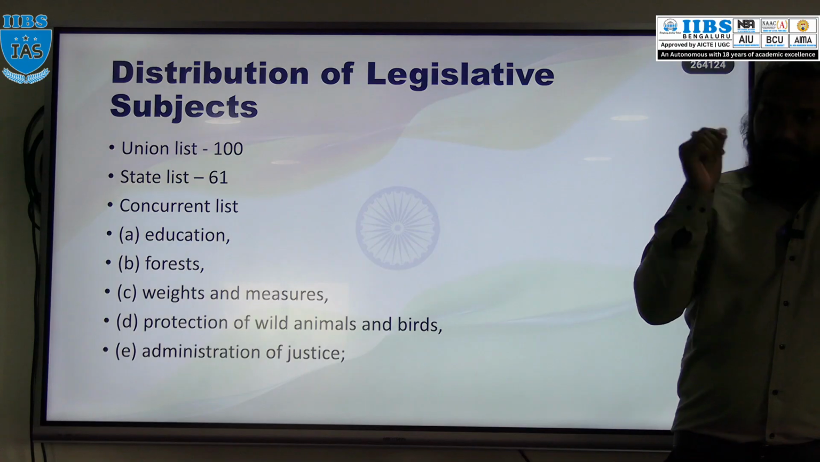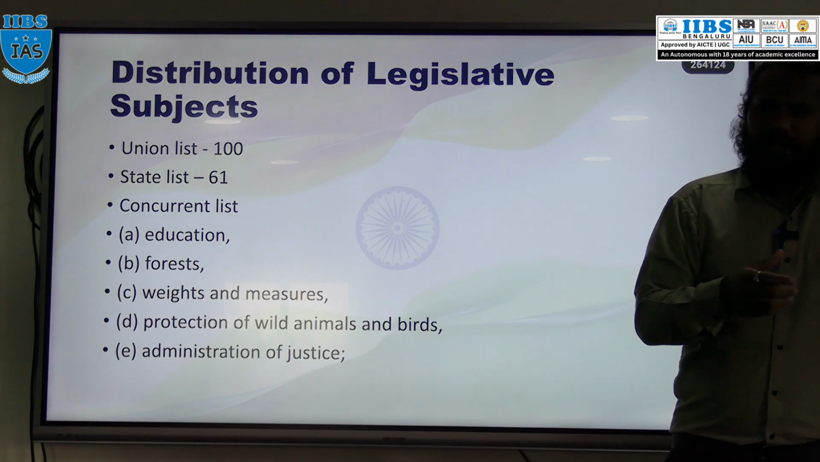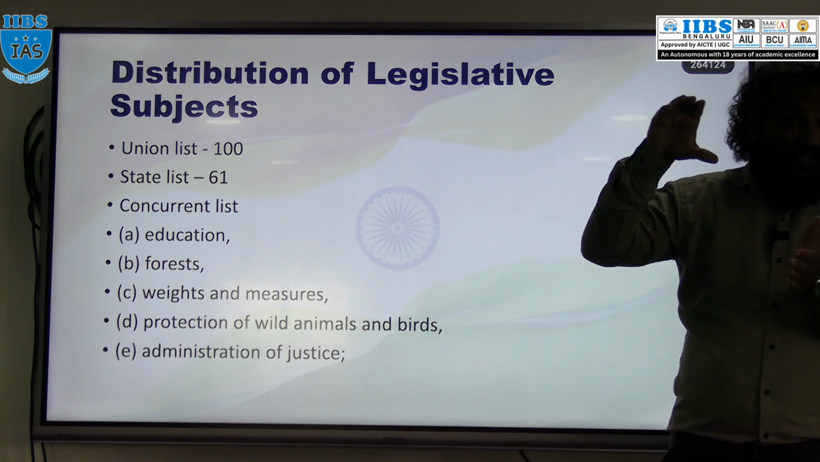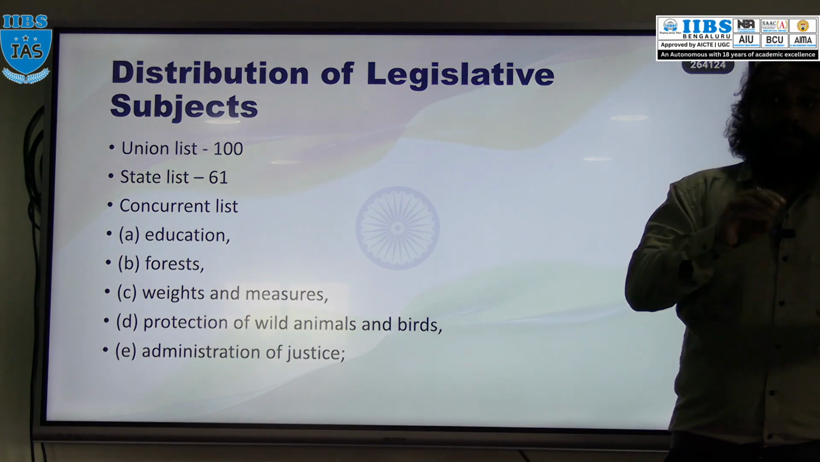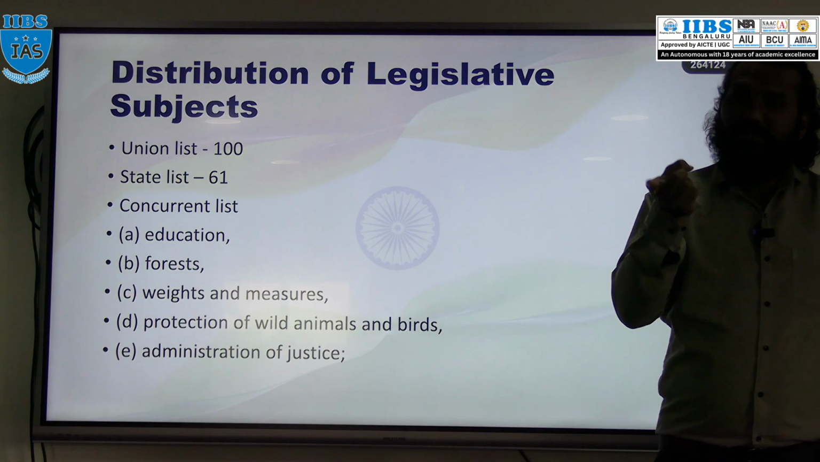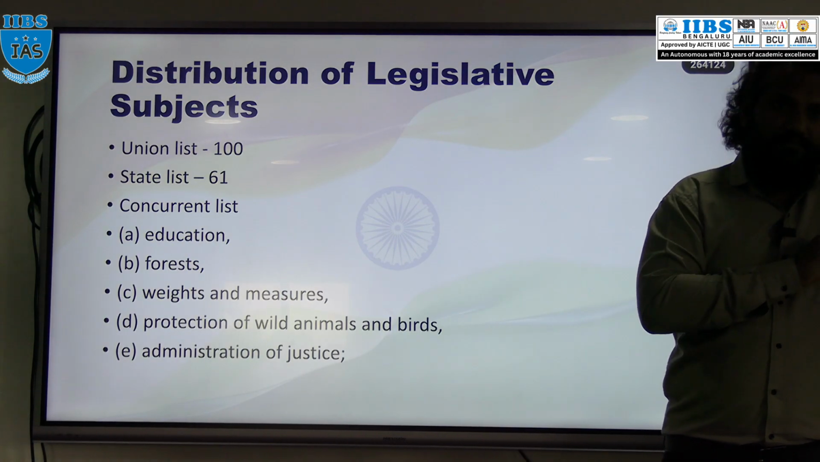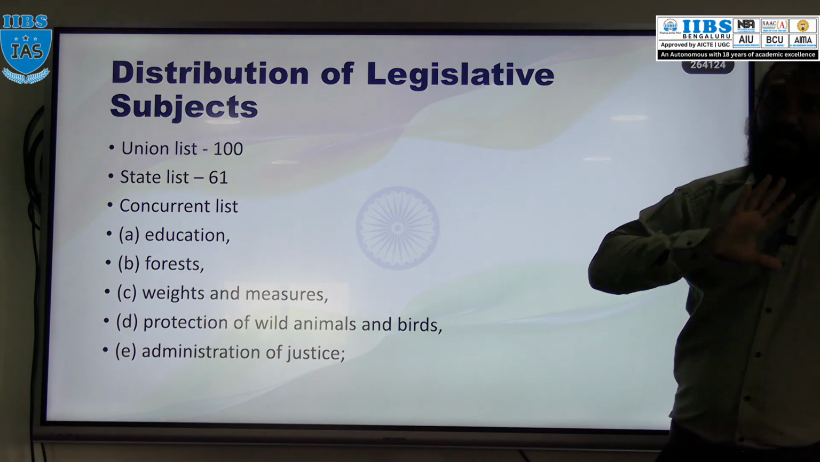That means during that clash, whenever there is a clash between the law made by Parliament and the law made by the state legislature, in case of one of the subjects in the concurrent list, at that time the law which is made by Parliament will prevail, or has to be followed. Understood? Okay, now residuary power.